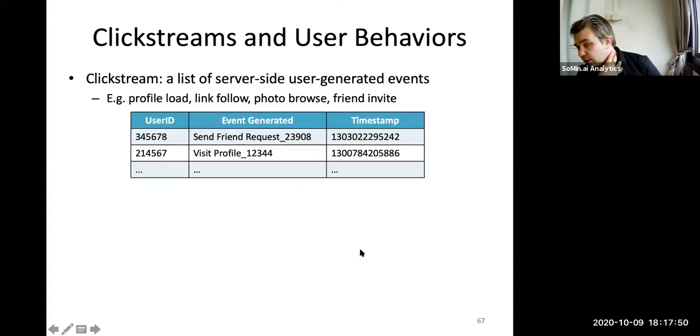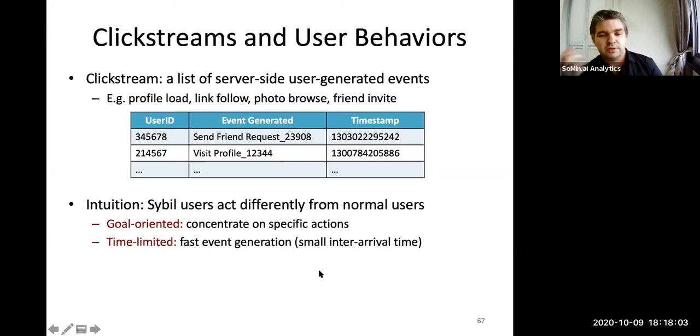And you can see the clickstream just like a database records. So was the event send friend request, was the event visit some profile, etc. So the intuition behind this can be that Sybils are goal-oriented. They concentrate on specific actions, let's say send a message, and they are time-limited. They have to generate a lot of these events. If they are not generating a lot of these events, then they won't be efficient for their task.